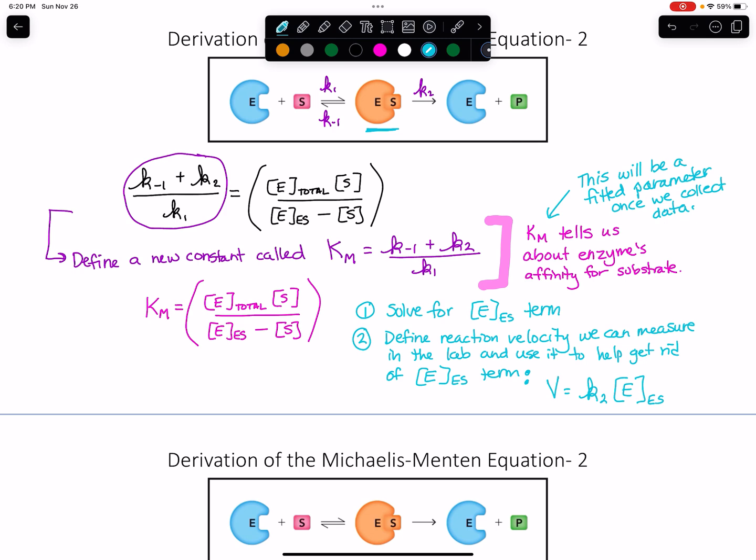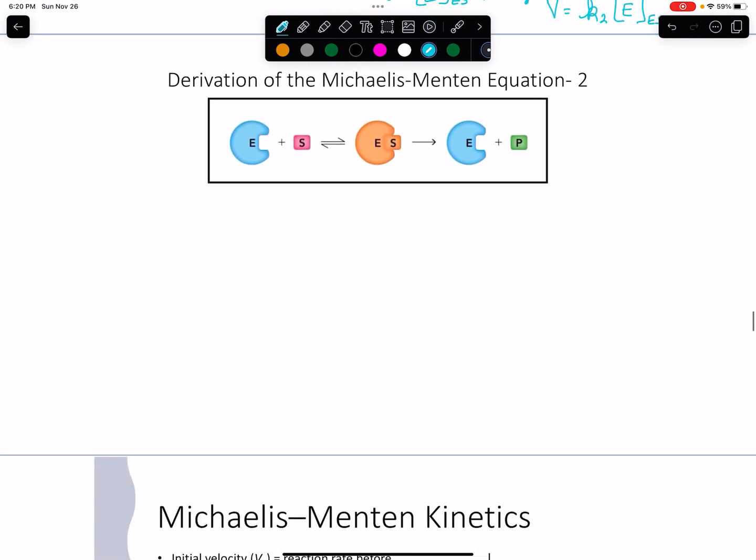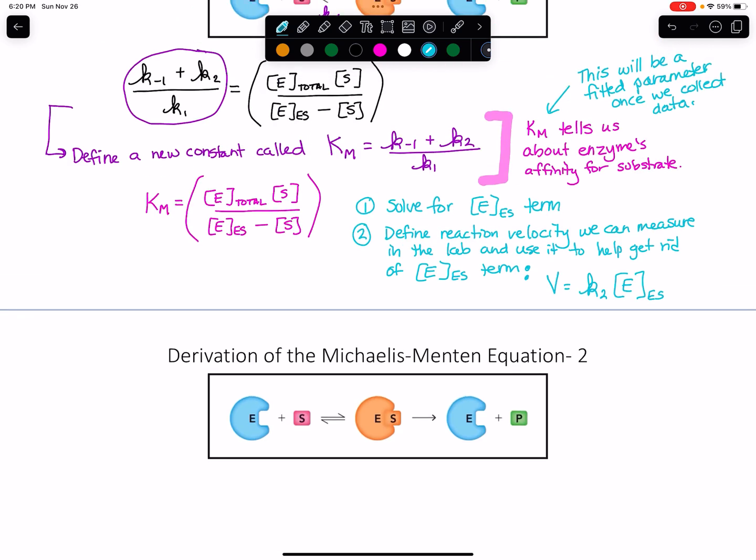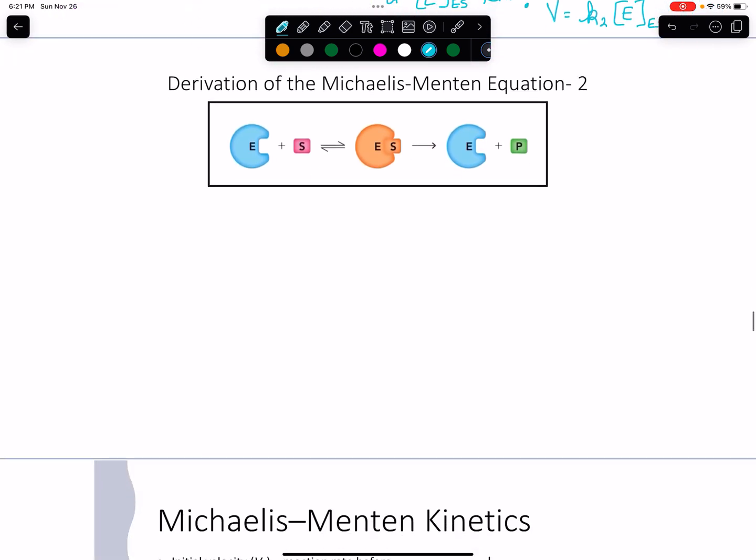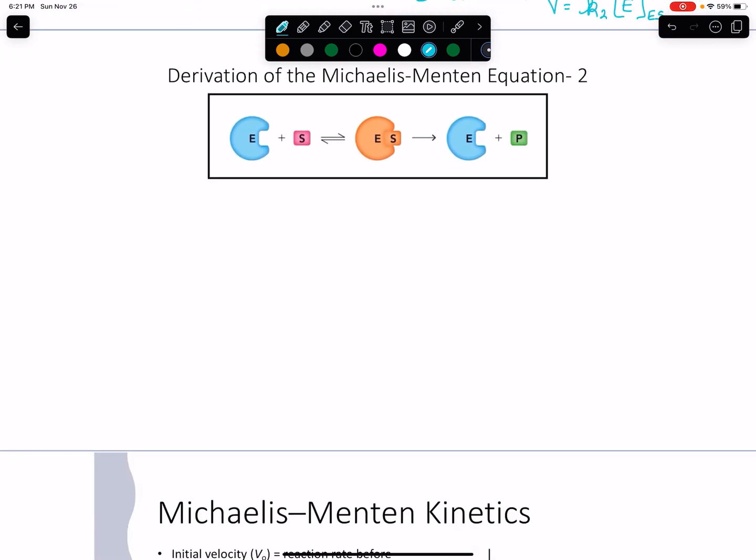All right, so I guess I'll write this up here. We got enzyme substrate is total times S over Km plus S. All right, so this should be starting to look a little familiar to you if you've seen the Michaelis-Menten equation before.